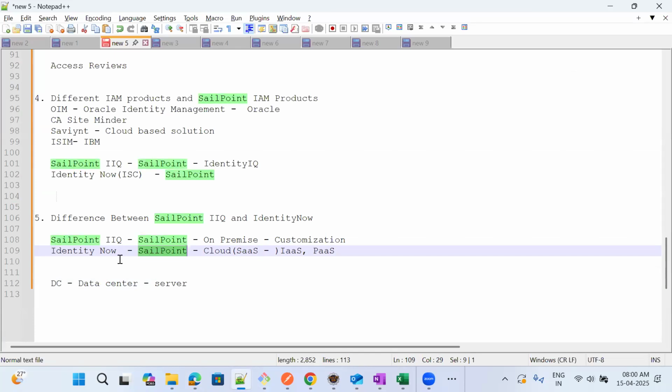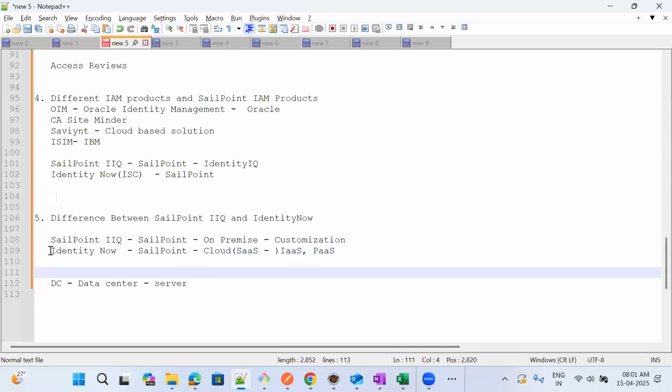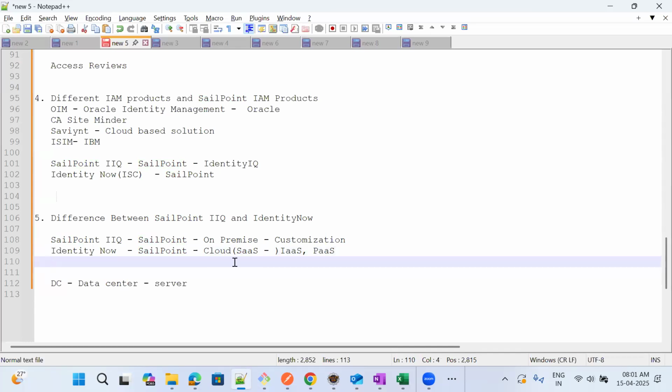Here, SailPoint is the service provider. They will take care of installations, they will take care of updates. If there is any issue with availability of the product, everything will be taken care of by SailPoint. What we do as an end user is consume the service. Identity Now is software, but this software is not given to us for installation and use; they allow us to use it as a service. That is what we call software as a service. So we just subscribe to Identity Now and start using it.